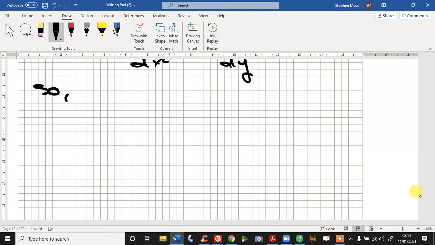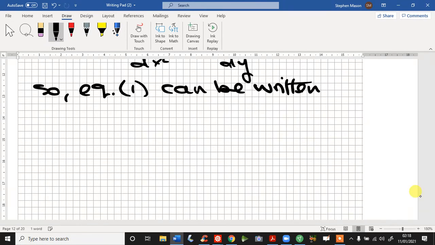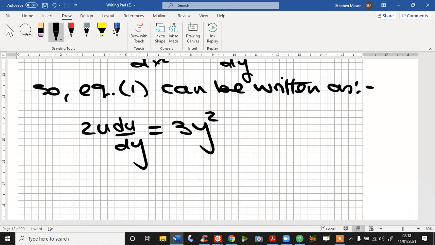So equation 1 can be written as 2u du by dy equal to 3y squared.